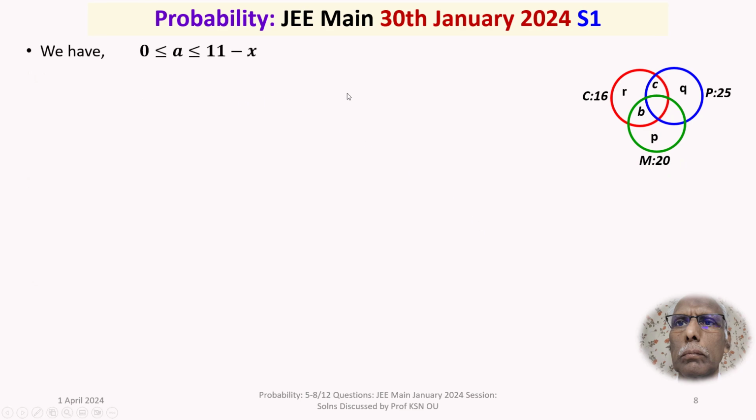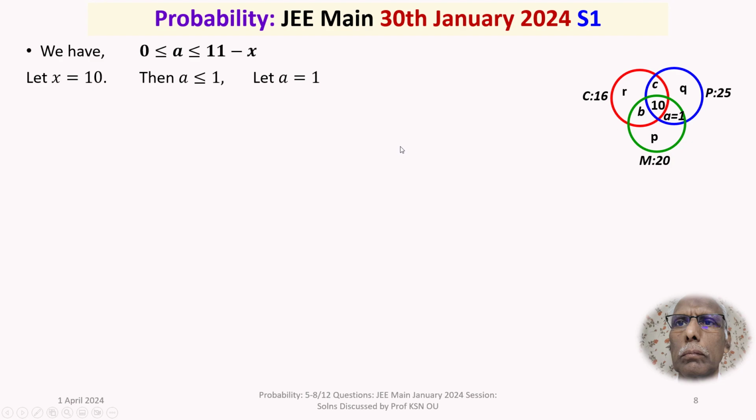So we have this, and let X be equal to 10. If you put X equal to 10, then A is less than or equal to 11 minus 10, that is less than or equal to 1. A less than or equal to 1 means A must be equal to 1. A cannot be negative because A is a positive integer. So A is equal to 1. So X is 10 and A is 1.